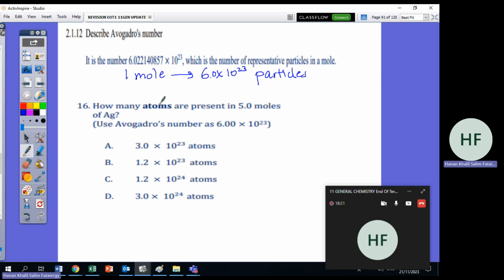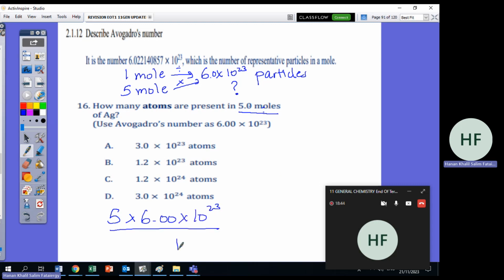Now the question is, how many atoms are present in 5 moles? Since this is 5 moles, I will write it under moles, so this is 5 moles. How many atoms? I will write my question mark here. Now what I will do is cross multiply. The opposites are multiplied and the one alone is divided. So I will say 5 times 6.00 times 10 power 23 over 1. Okay, the answer will be D.